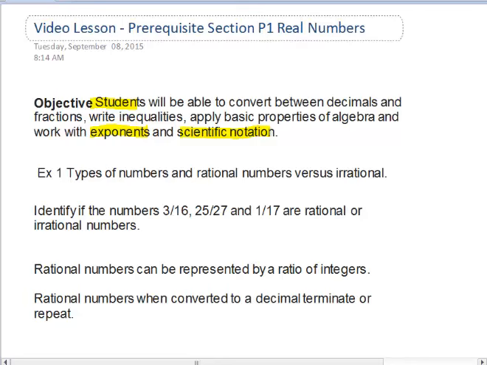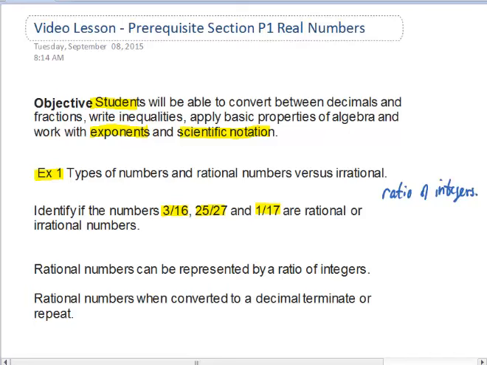So the first example we're going to do is an example where we talk about rational numbers versus irrational numbers. For example, if they ask you to identify if the numbers 3 over 16, 20 over 27, 25 over 27, or 1 over 17 are rational or irrational, well, the answer is right away that they're rational because they are constructed using a ratio of integers.